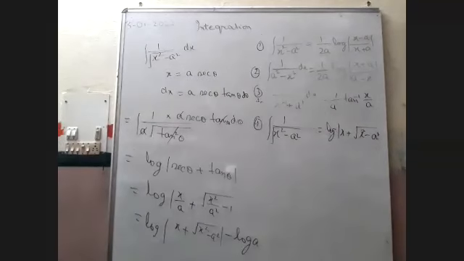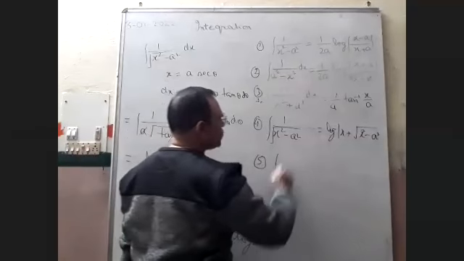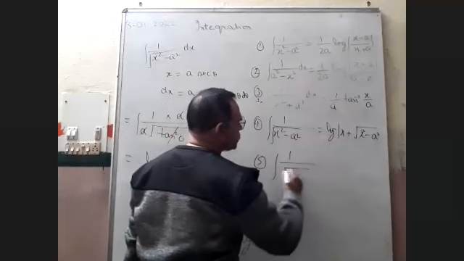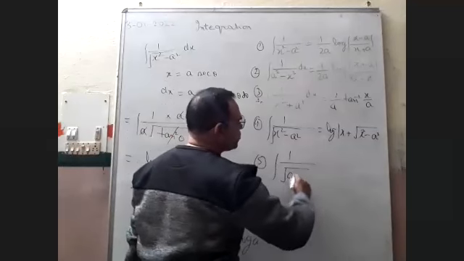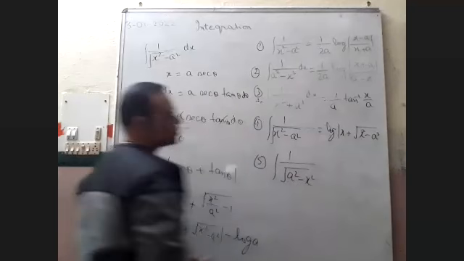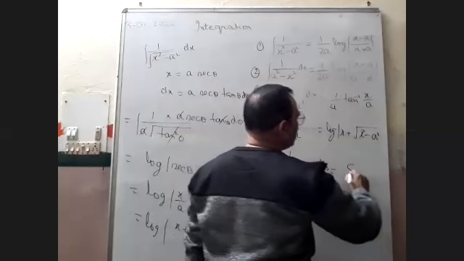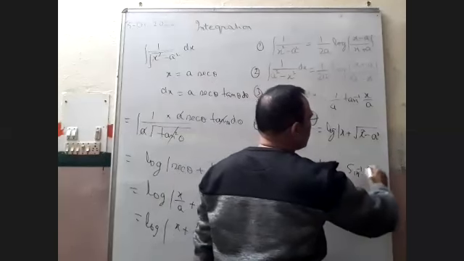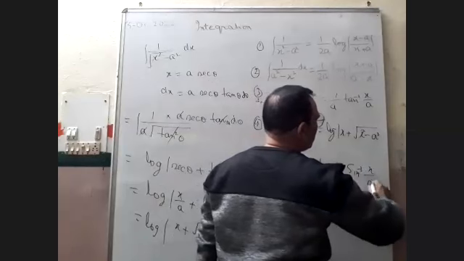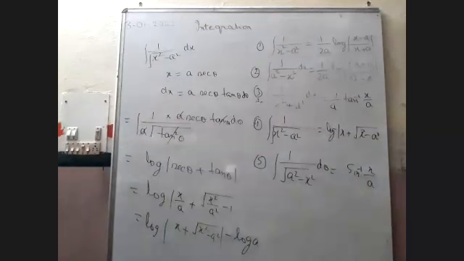Formula number 5 is a square minus x square. Here you have to put x is equal to a sin theta. So you will get sin inverse of x upon a only. This is the integration of 1 upon under root a square minus x square.